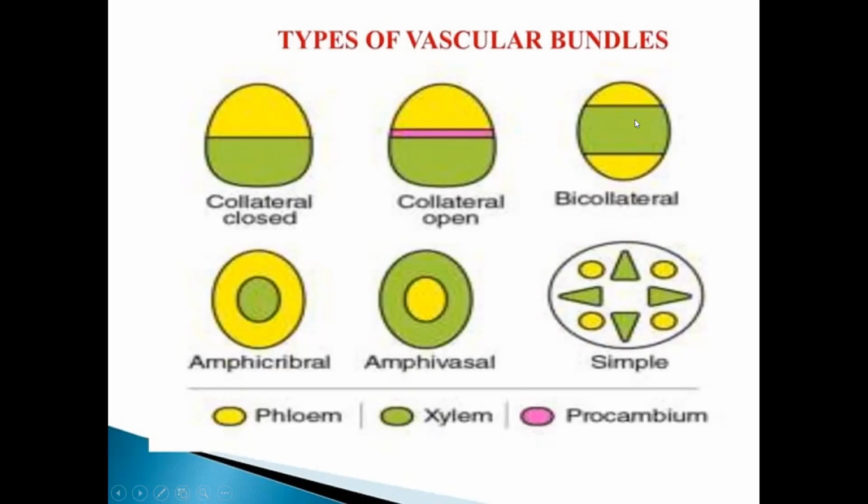Two cambial strands are present here. Amphicribal means xylem in the center, phloem at the periphery. Amphivasal means phloem in the center and xylem at the periphery. So this one is simple, that is, these are the radiating arms of the xylem. In between these, phloem is present. So here xylem and phloem are on different radii.